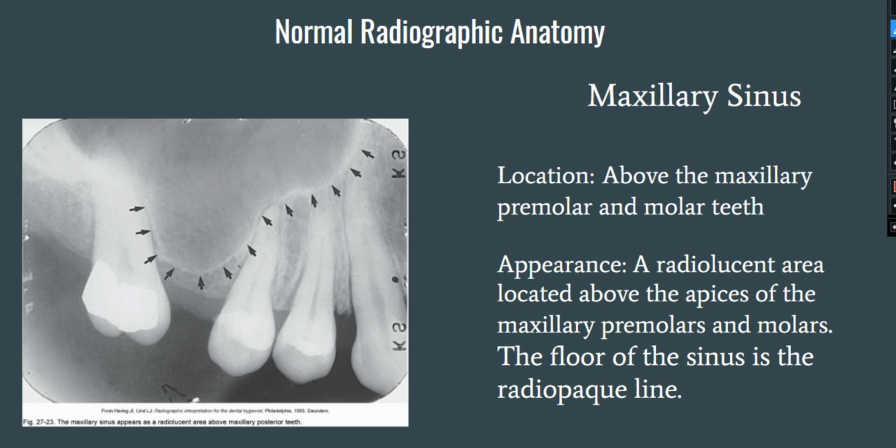So this white line these arrows are pointing to, that is what we call the floor of the maxillary sinus. And then all of this radiolucent area is the maxillary sinus.